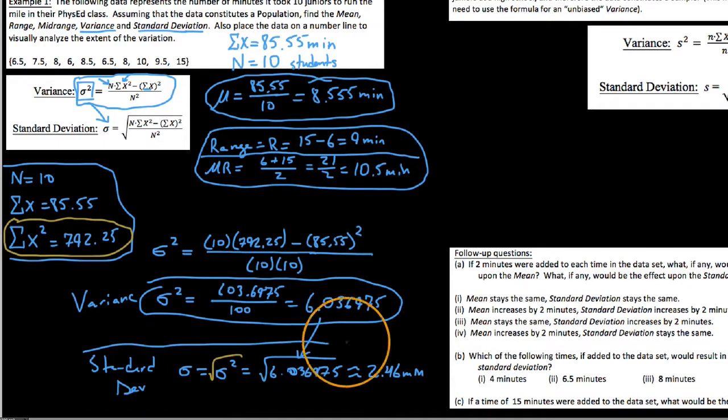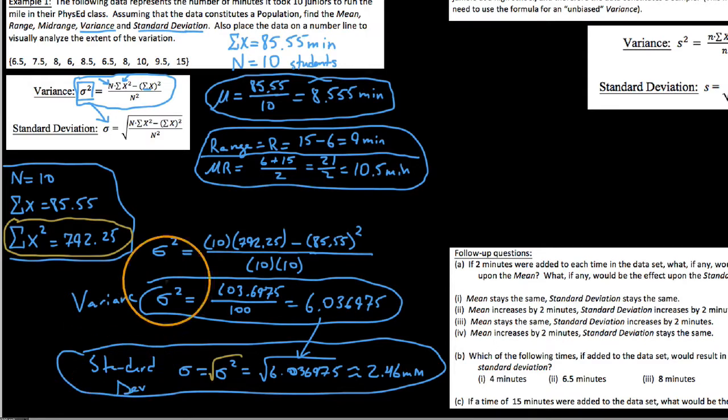Okay, so this standard deviation right here basically says this: if the average time was about 8.5 minutes, then the average time was within approximately 2.46 minutes of the average. Things were about that close to the average on average.